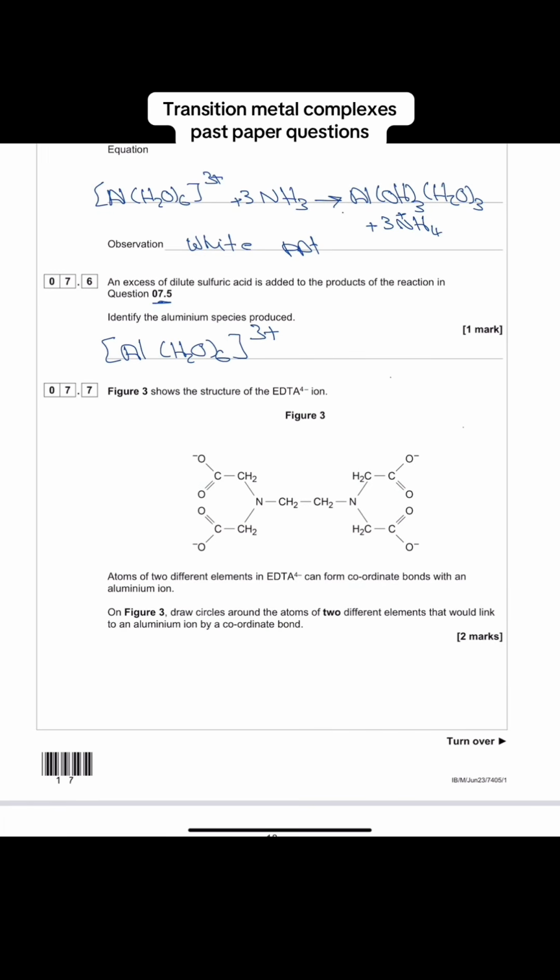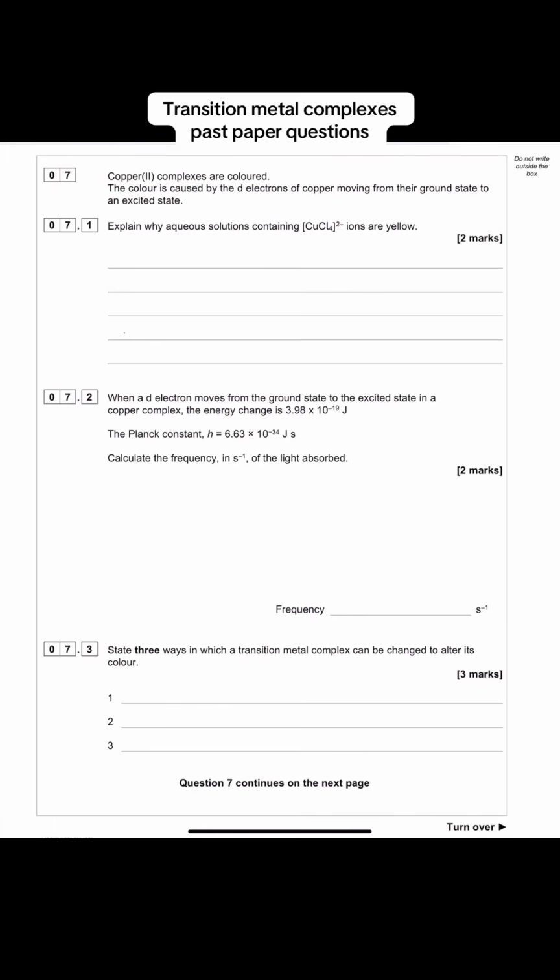Then this is the structure of the EDTA 4 minus ion, and there are atoms of 2 different elements in the EDTA that can form a coordinate bond to an aluminum ion. So they want you to draw a circle around the atoms of the 2 different elements. Remember, in the EDTA, we have the 2 nitrogens and the 2 oxygens with the negative charge. These are the 6 atoms which are going to form the coordinate bond, because this is a hexadentate ligand. So you simply should circle one of the nitrogens and one of the oxygens.